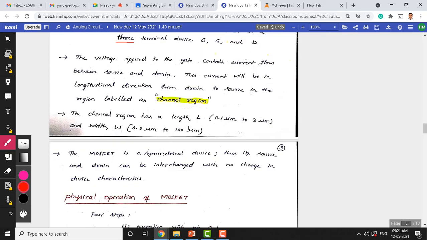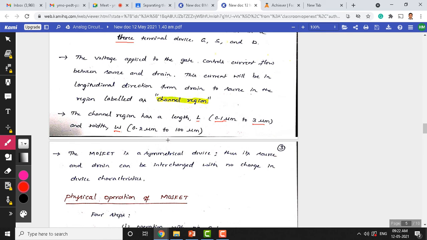Channel length is very important, as I mentioned earlier, which is 0.1 micrometer to 3 micrometer. That is the typical channel length. As I told you, the textbook that we are referring to, Sedra Smith, is based on micrometer technology, but currently this has been changed to nanometer. And even width also you can see that in micrometer dimensions we have 0.2 micrometer to 100 micrometer. So this is the channel width W and channel length L here.